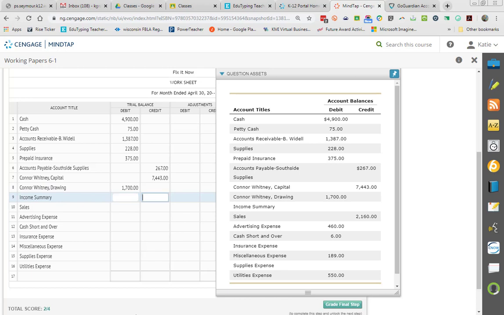Nothing is going to go in income summary. Sales is going to have a credit balance of $2,160. Advertising is a $460 debit. Cash short and over is a $6 debit. Nothing in insurance expense. Miscellaneous expense is $189. And then I have utilities expense of $550.